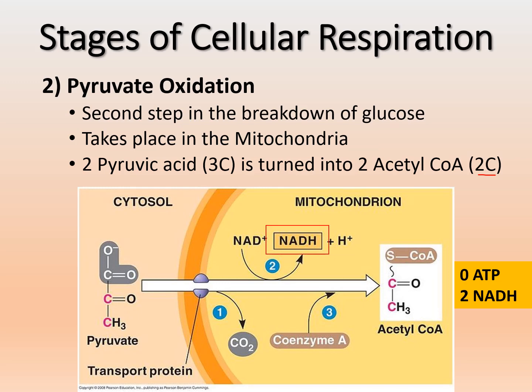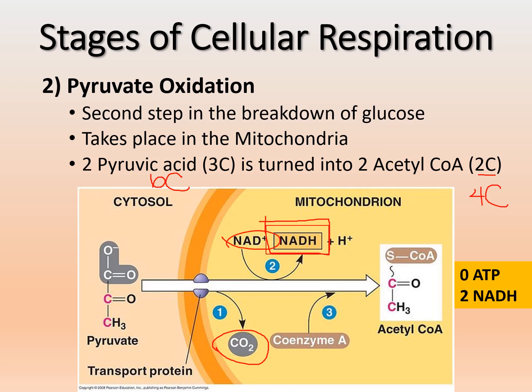Okay, so let's count our carbons, right? Because this is going to help us out. So if we have 2 3-carbon molecules, we still have 6 carbons coming in, right? Now, if we're going to break those pyruvates into 2 acetyl-CoA molecules with only 2 carbon molecules each, that's only 4 carbons. So what happened to our other carbons? That's going to be carbon dioxide. So we're already producing a waste now, okay?